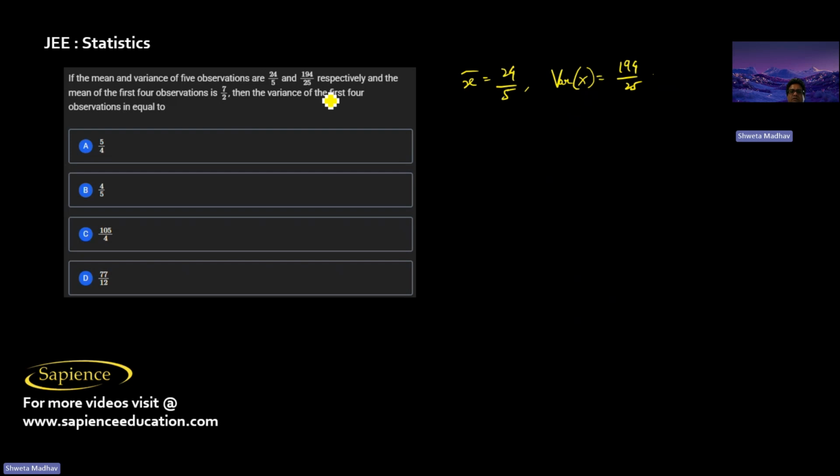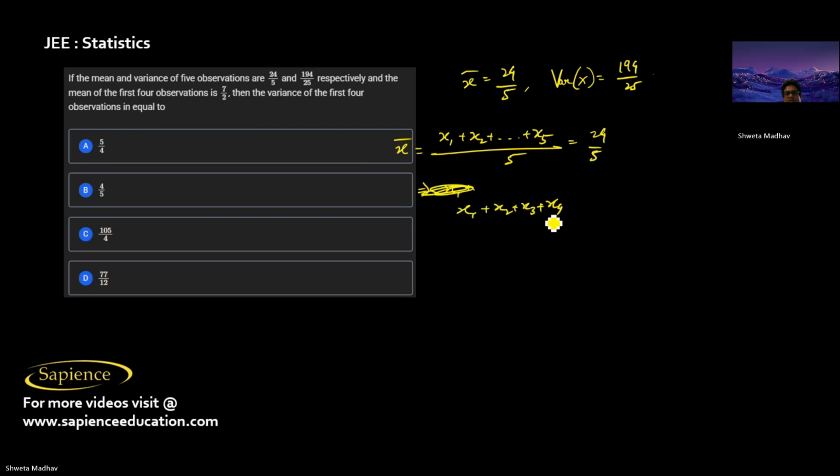So 5 observations are there, so it means that (x1 + x2 + x3 + ... + x5)/5 is equal to 24/5, since this is the mean. So the mean of the first 4 observations is given: (x1 + x2 + x3 + x4)/4 is equal to 7/2.